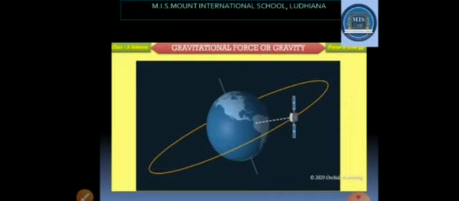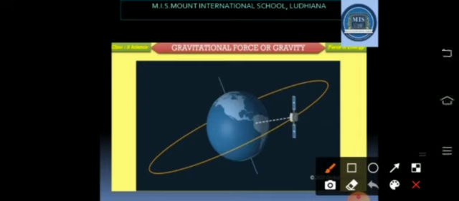First of all, we will talk about gravitational force or gravity. Gravity is the force applied by Earth on any object around it. Earth always tries to pull every object present on it towards its interior, and this force is known as gravitational force. Because of this force only, everything which is thrown upwards comes downwards.